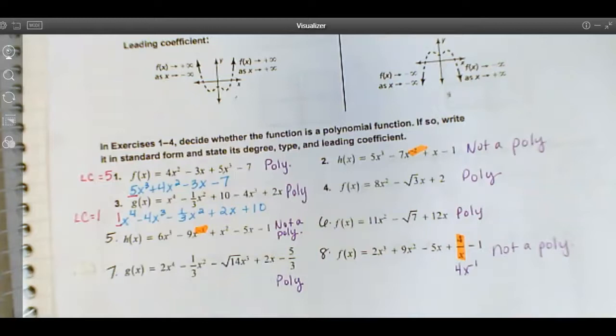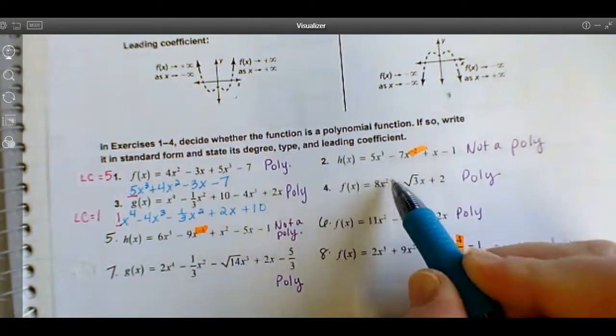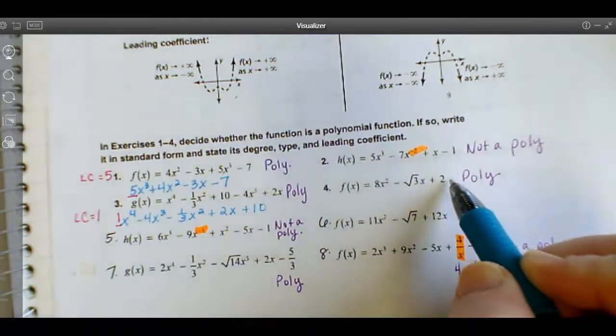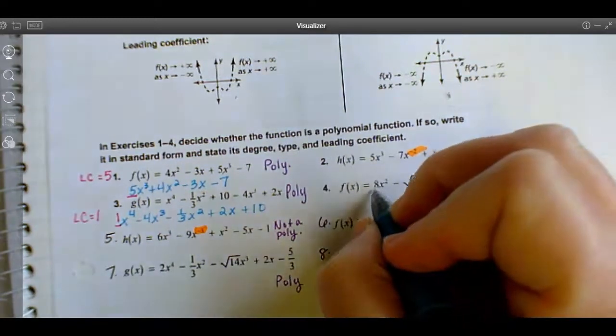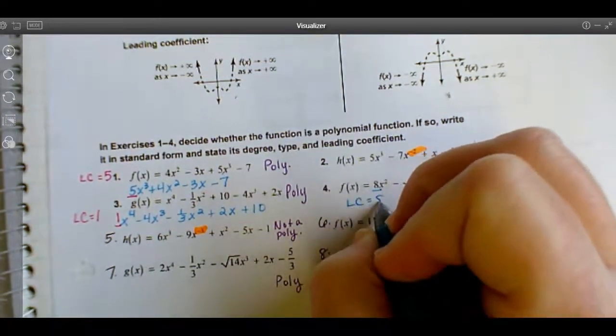Number 4 is already in standard form because it's 2, 1, and then no number. It's already in standard form, so that's nice. That means our leading coefficient is just 8.